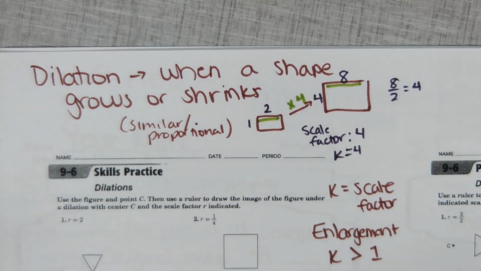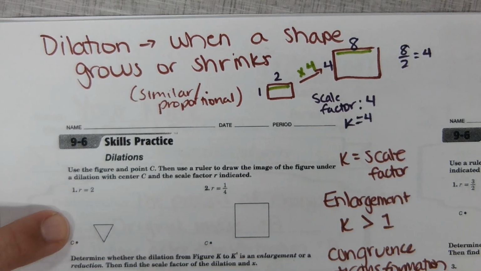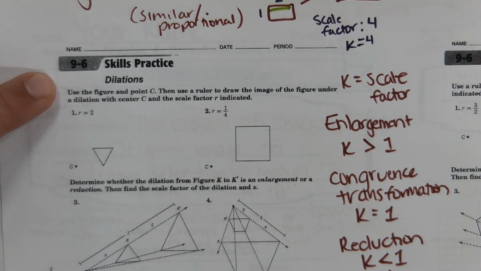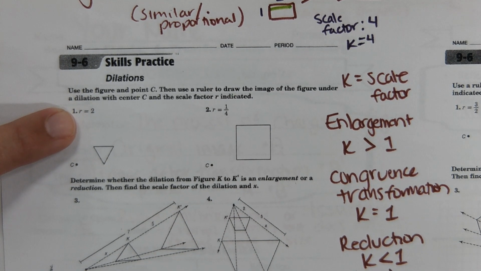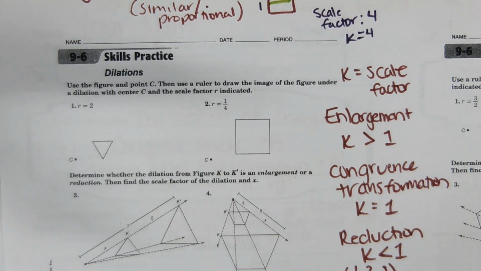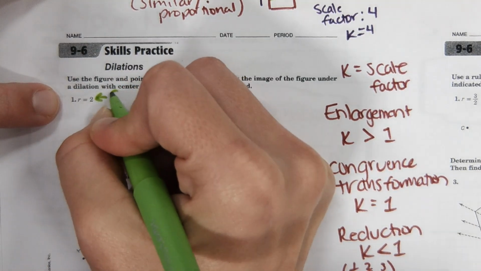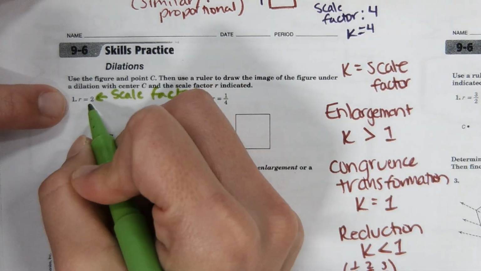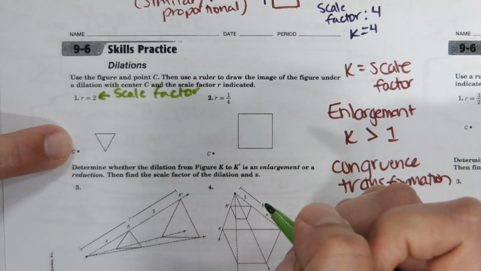Okay, so that's just tying together concepts that come up in the lesson. We're going to start with these examples right here. It says, use the figure and point C, then use a ruler to draw the image of the figure under a dilation with center C and the scale factor r indicated. We're not going to use a ruler, we'll just freehand it and hope for the best. But the idea is that this here is the scale factor. So this is what the shape is getting larger or smaller by. So the scale factor being 2 means this is going to get 2 times as large as the original.